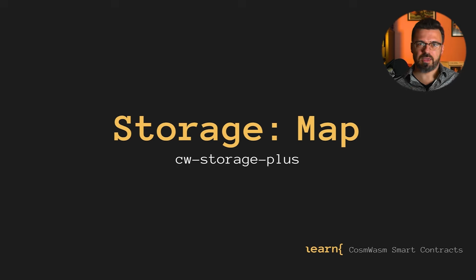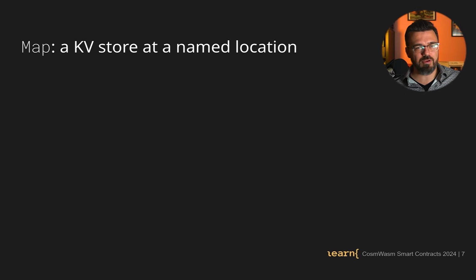By now you understand CosmWasm state storage, at least the general principle of it, why it's needed, and how there are abstractions to make it easier to work with. The next abstraction, you've already looked at Item, hopefully. The next abstraction is Map.